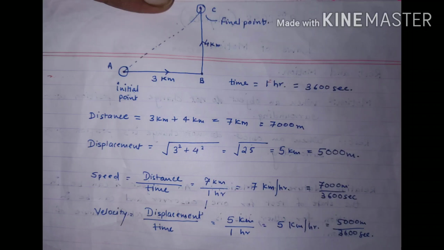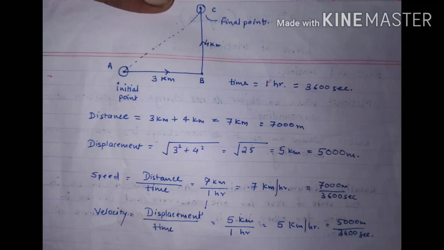The distance is the actual path length traveled by the person. The person has traveled from A to B and from B to C. First he traveled 3 kilometers and then 4 kilometers. Therefore the path traveled, or the distance covered by the person, becomes 7 kilometers. And if you convert it into meters, it is equal to 7,000 meters.